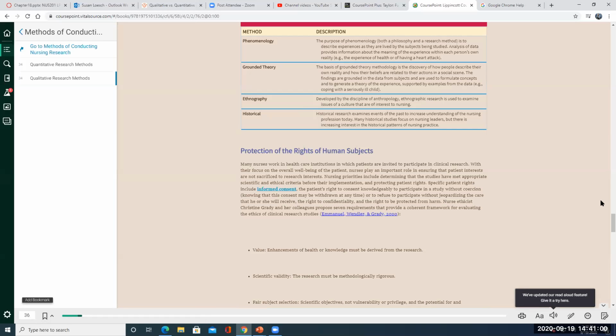So we use a phenomenon or words when we're talking about a qualitative. We're trying to explain something that's happening, a philosophy that describes experiences as they are lived by the subject being studied. So that analysis will be more about that as opposed to some numerical data that we're trying to test on a hypothesis. Okay, does that make it more understandable for you guys?